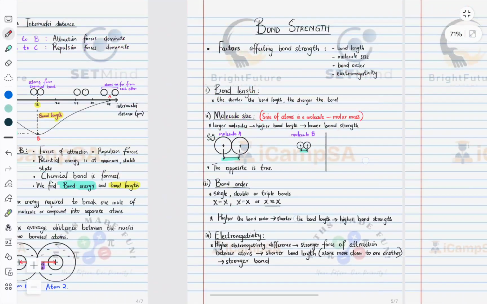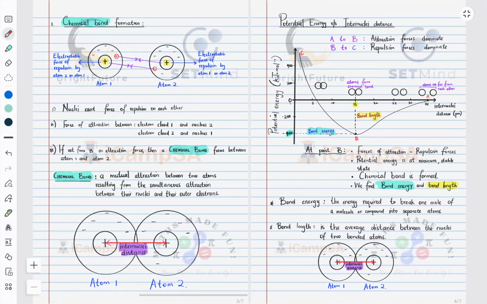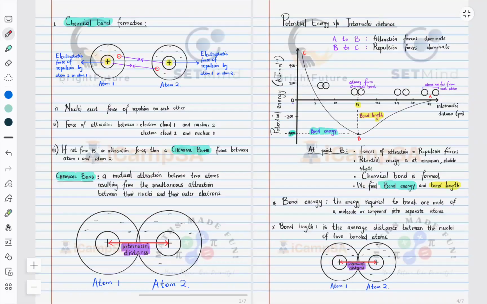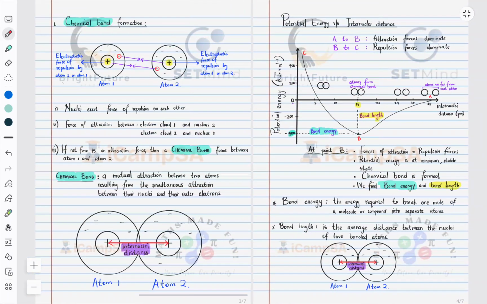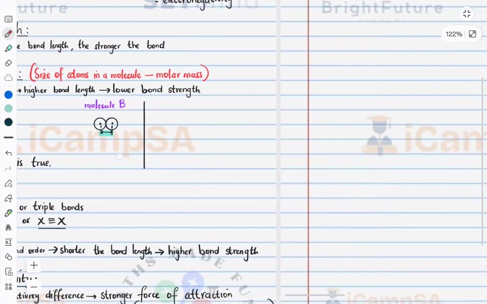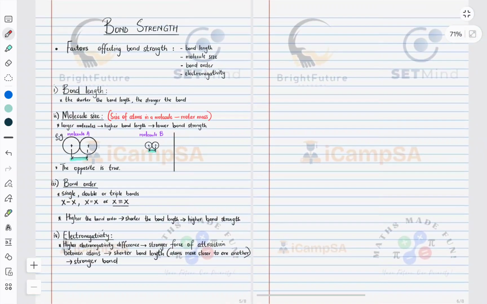Okay, so that's what we've done so far, and because of that we are done with the notes part of this video. Now let's do an example to see how we can apply this knowledge. And then just a side note, remember that if a bond is stronger, we need more energy to break that bond.